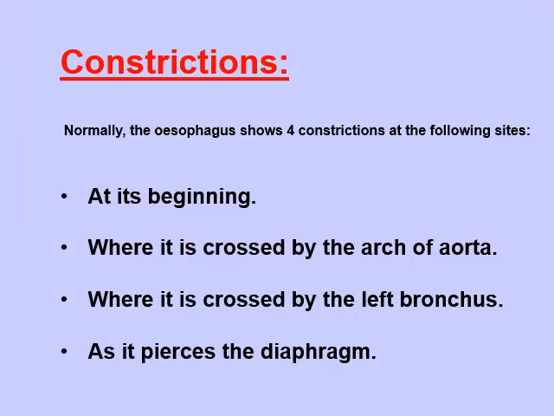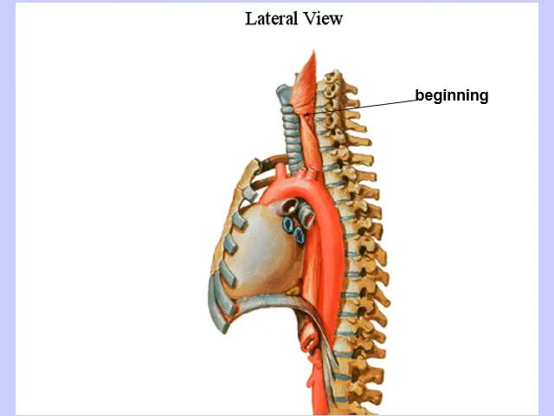Constriction of the esophagus occurs at the beginning, when it is crossed by the arch of the aorta, when it's crossed by the left bronchus, and when it pierces the diaphragm. So we have constriction in the beginning, constriction when the arch of the aorta crosses the esophagus, when the left bronchus crosses the esophagus, and when it pierces the diaphragm. This is the area of the esophageal constriction.